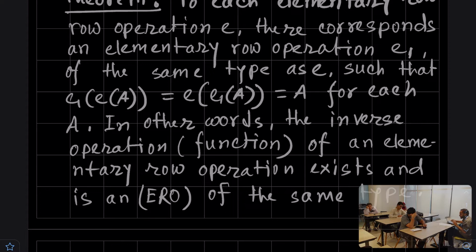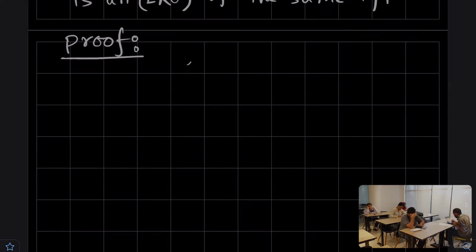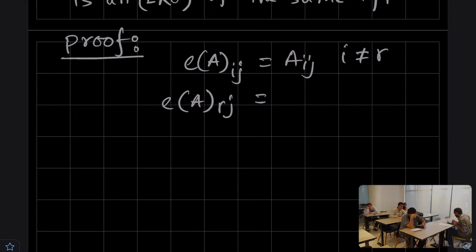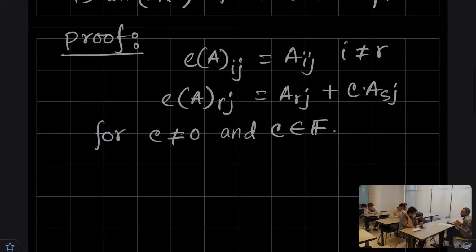So I'm going to define that here again. So the proof: the second elementary row operation is E of Aij is equals to Aij when i is not equals to r, and E of Arj is equals to Arj plus c times Asj for c not equal to 0 and c belongs to the field, right? So this is the second elementary row operation.